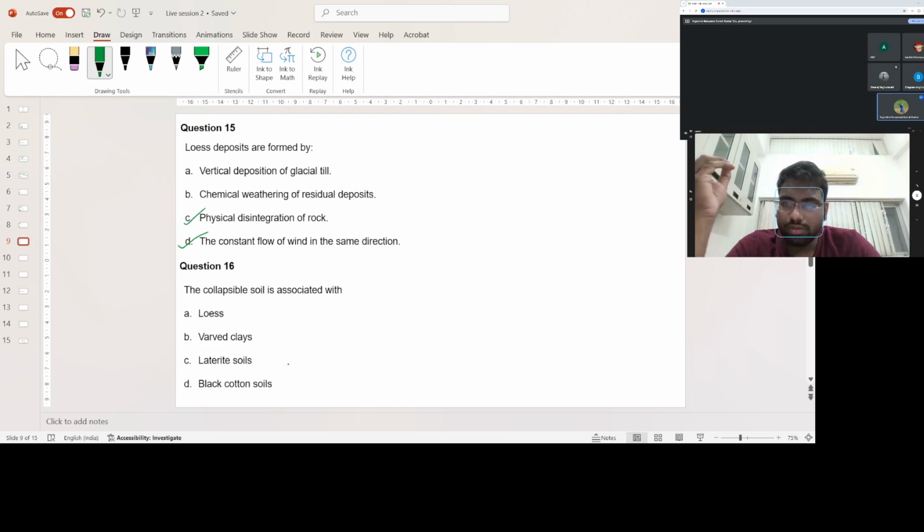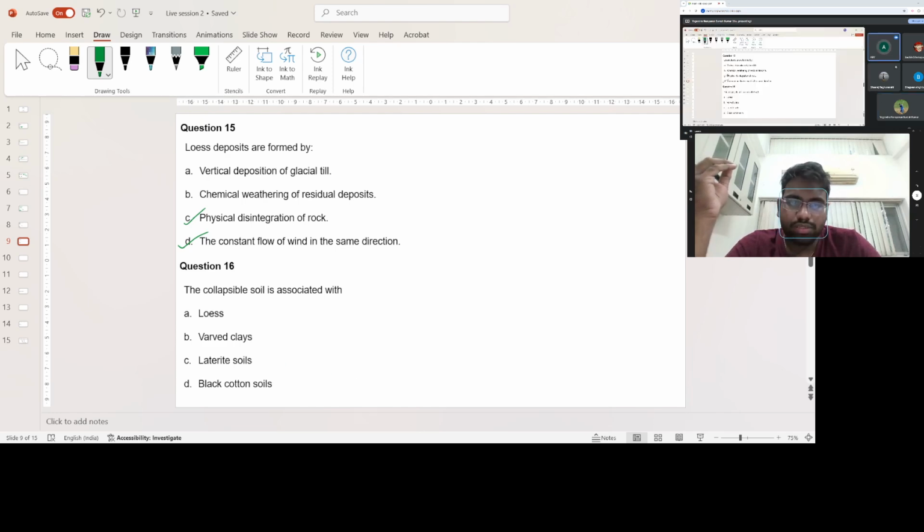Right, sir. Once again, is the question here an MCQ or a multiple select question? Actually, I'm not sure. I think it is an MCQ, only one option. In that case, it will be D. If it is an MSQ, then multiple options can be selected, C and D. Okay, clear, sir. Now it's clear.